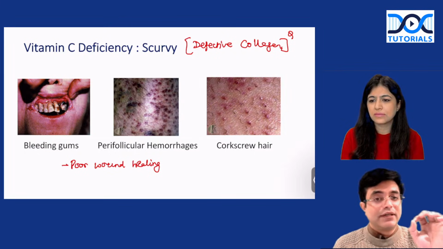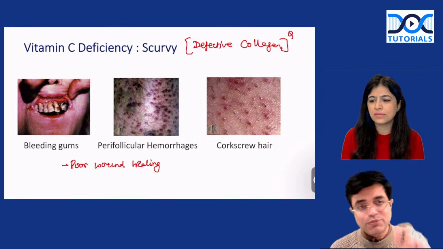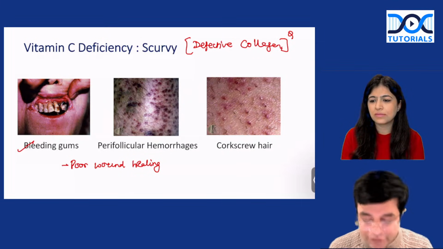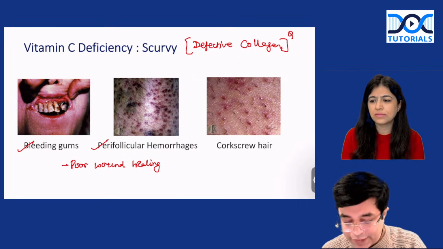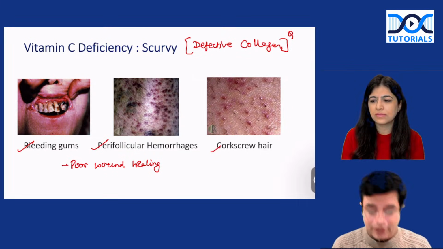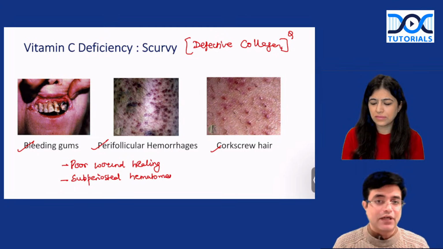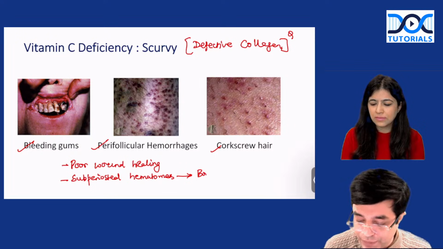Number two, the collagen is defective in the small, thin blood vessels, which explains why these patients will have bleeding gums. They will have perifollicular hemorrhages, and due to perifollicular hemorrhage, the hair which arises will be corkscrew hair. Third, these patients will have subperiosteal hematomas. What is a subperiosteal hematoma? Below the periosteum, small bleedings will occur, and these subperiosteal hematomas will lead to bony pains.